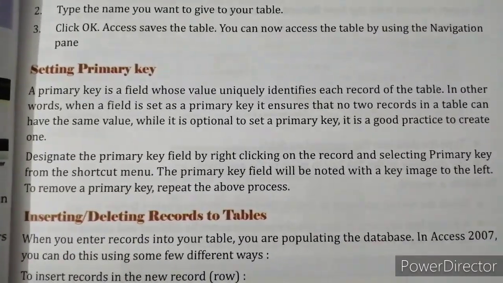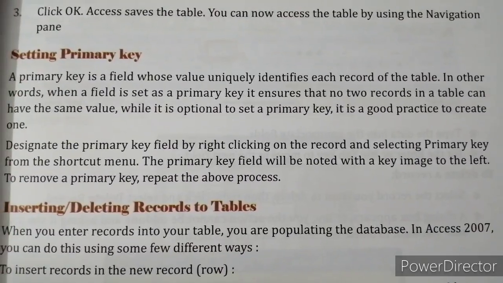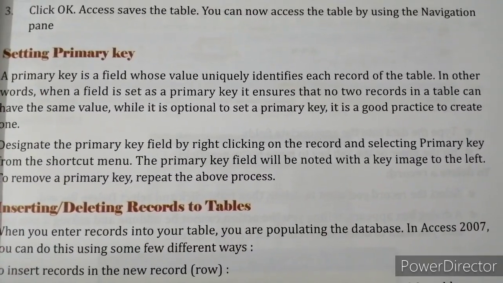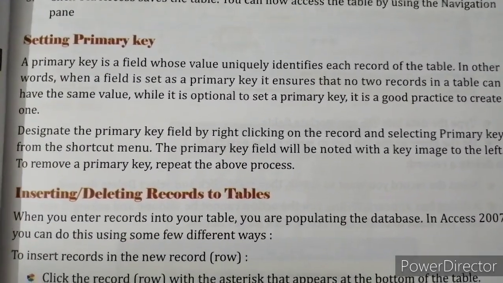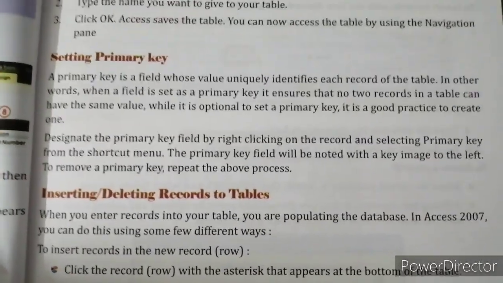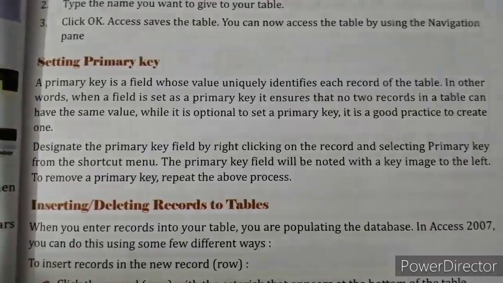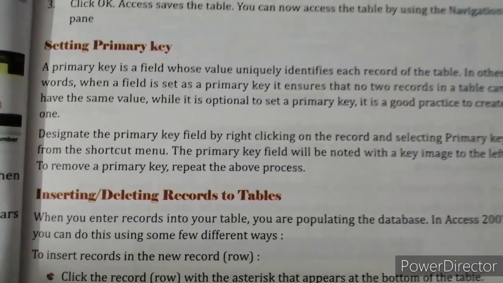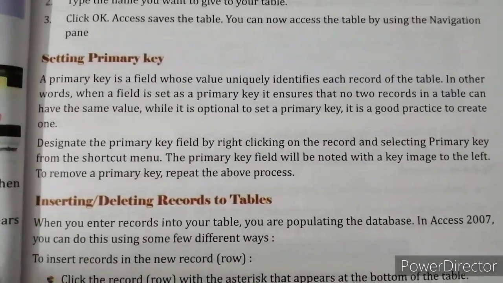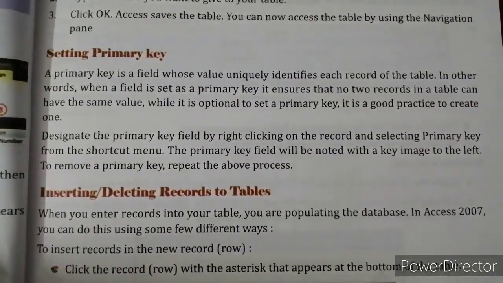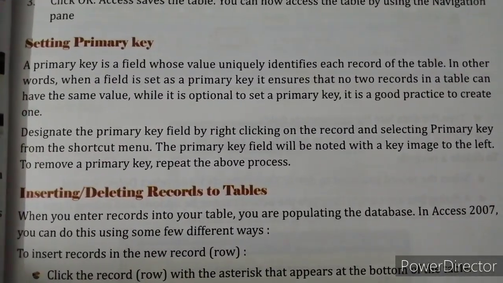In other words, when a field is set as primary key, it ensures that no two records in a table can have the same value. That means no value will repeat in that field, also in that column. No record will get repeated. While it is optional to set a primary key, it is good practice to create one.